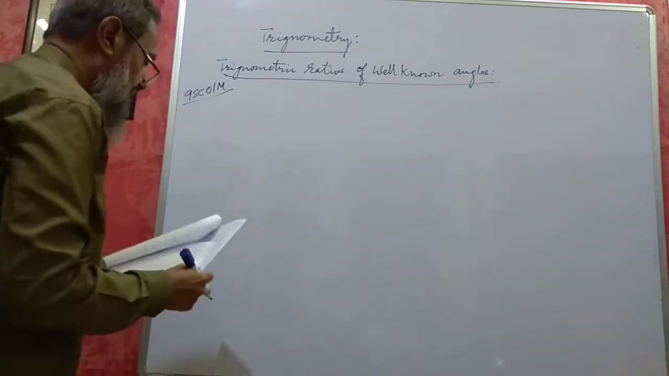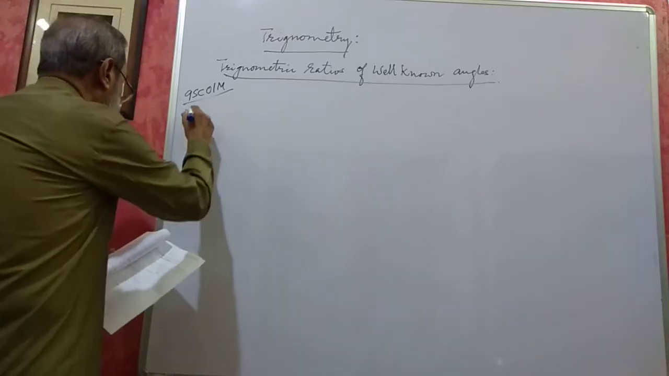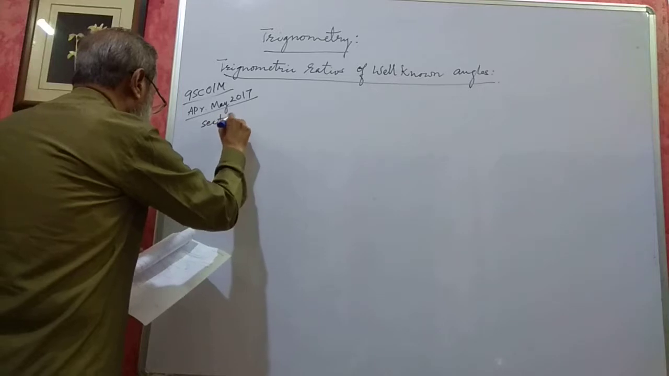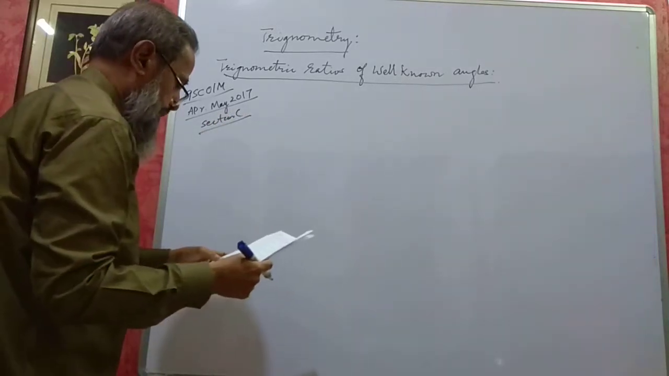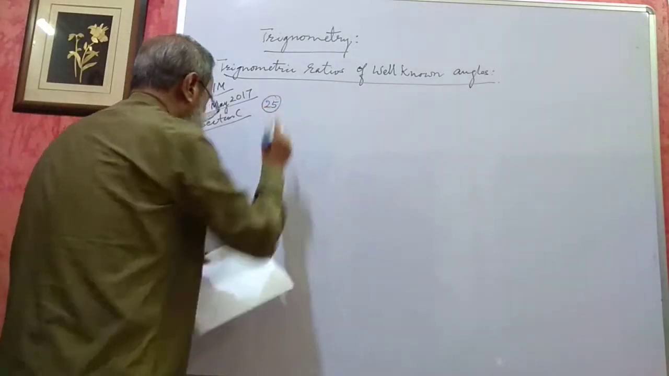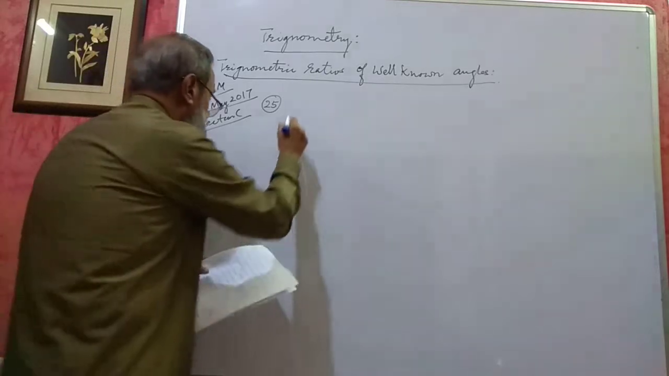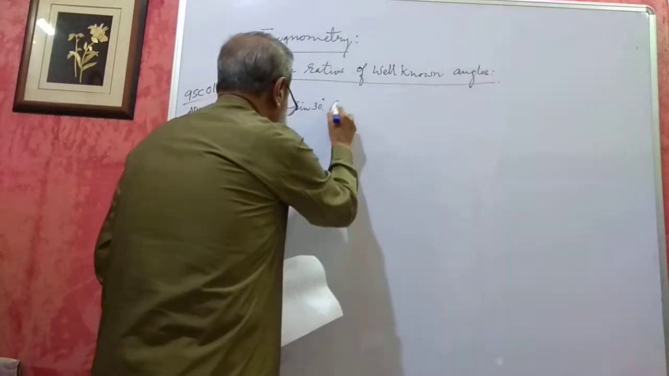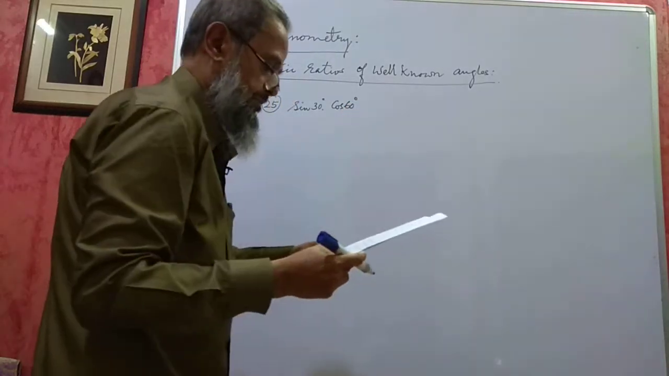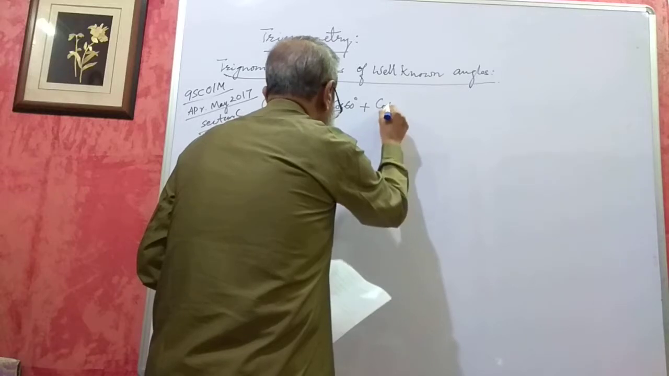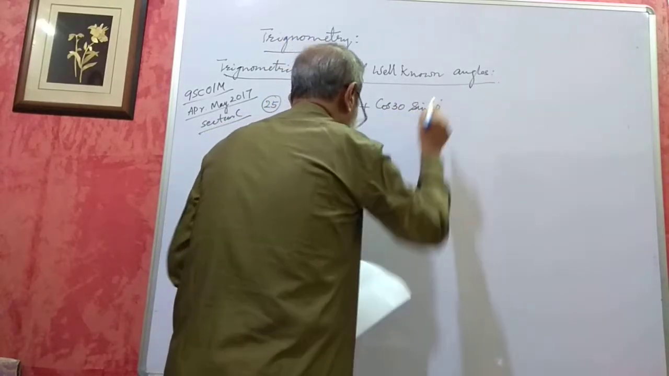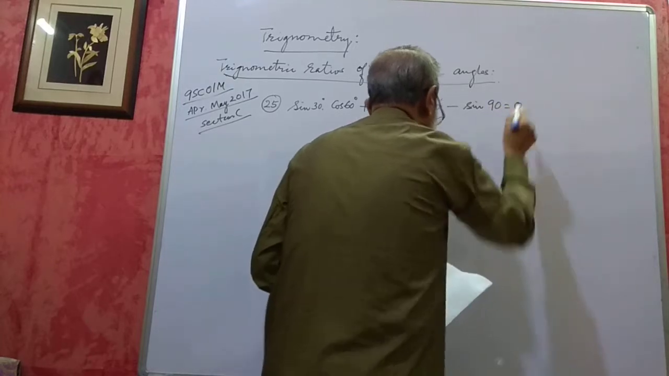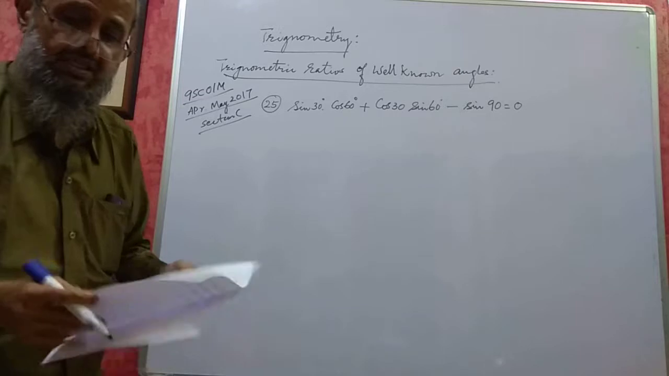Now, 9SC01M, question paper of April-May 2017, section C, a 5 marks problem, problem number 25. Show that sine 30 degree cos 60 degree plus cos 30 sine 60 degree minus sine 90 is equal to 0 without using table or calculator. This is the problem.